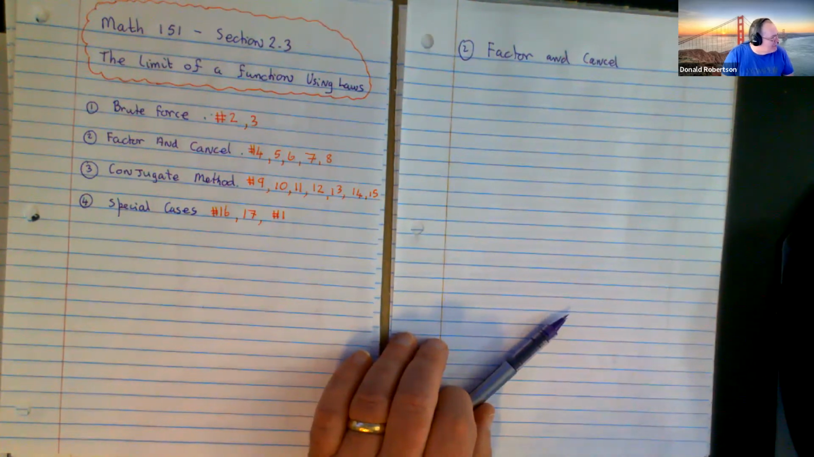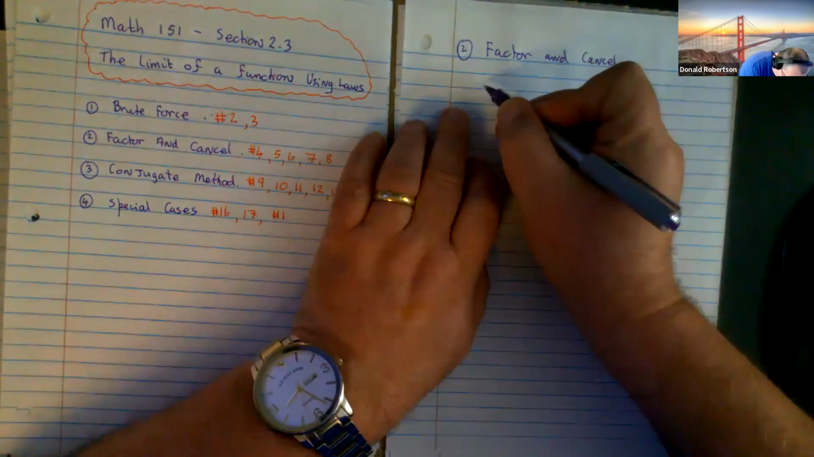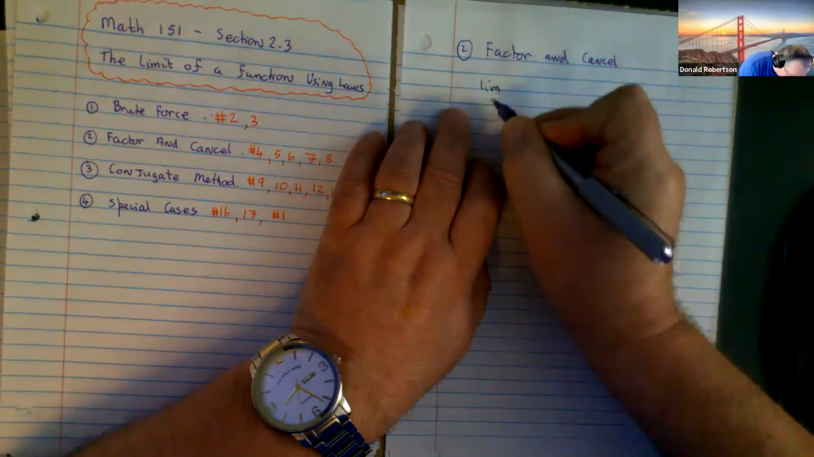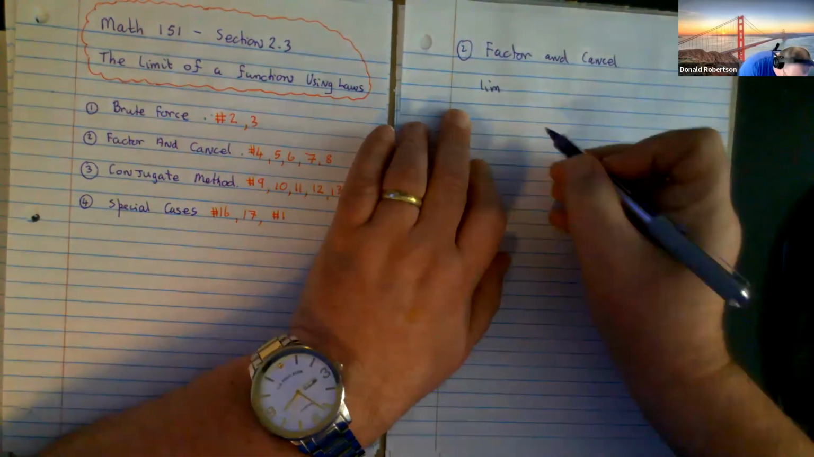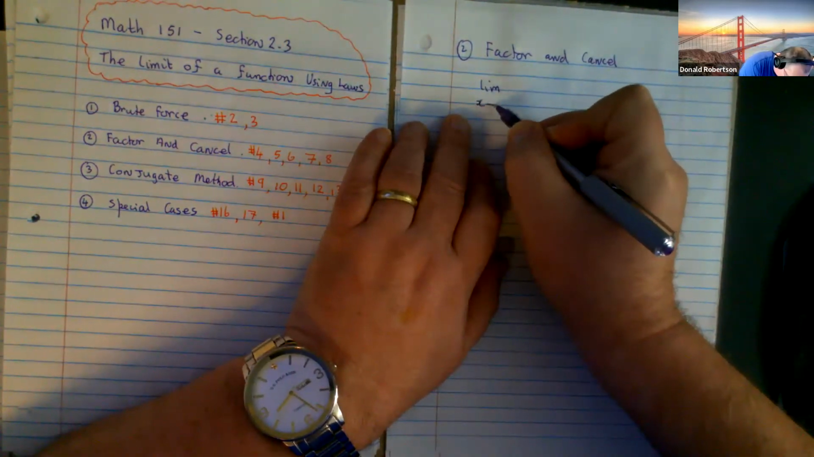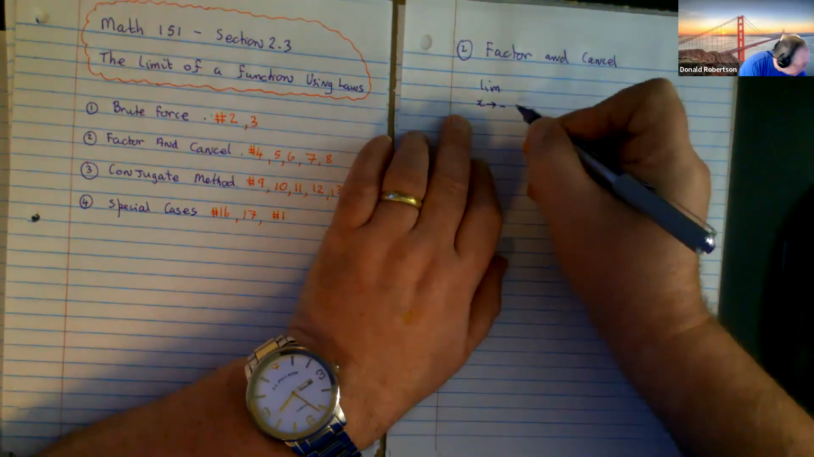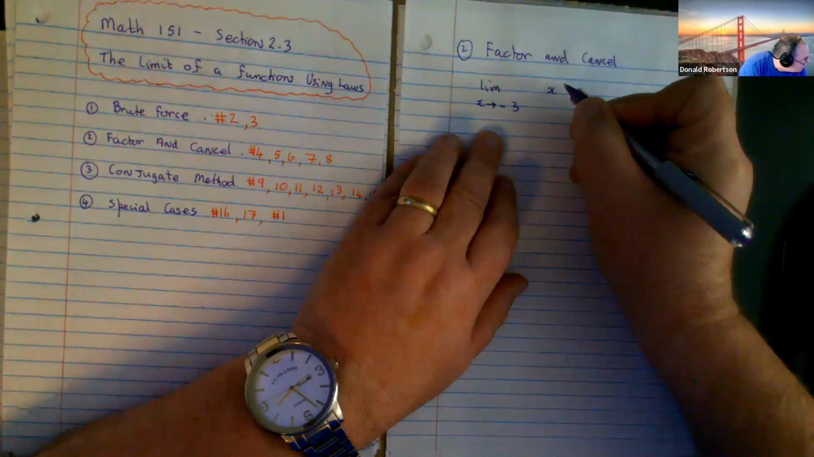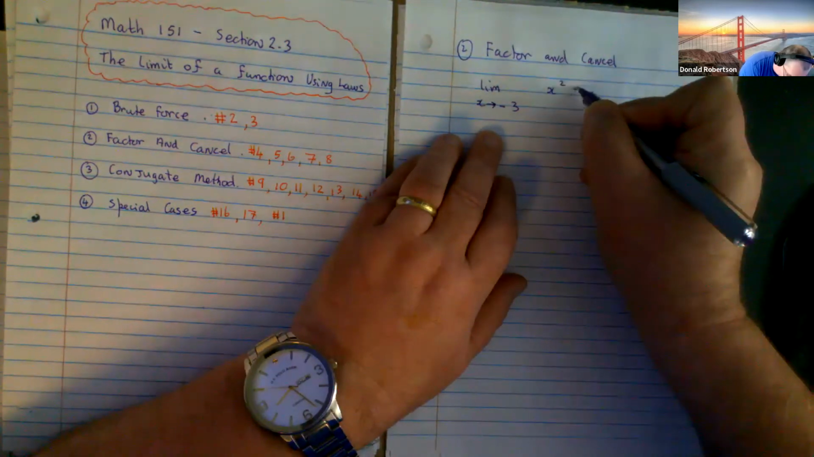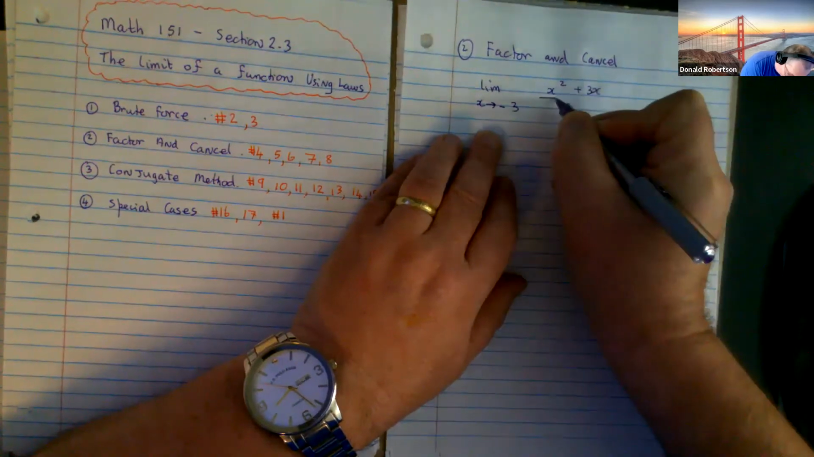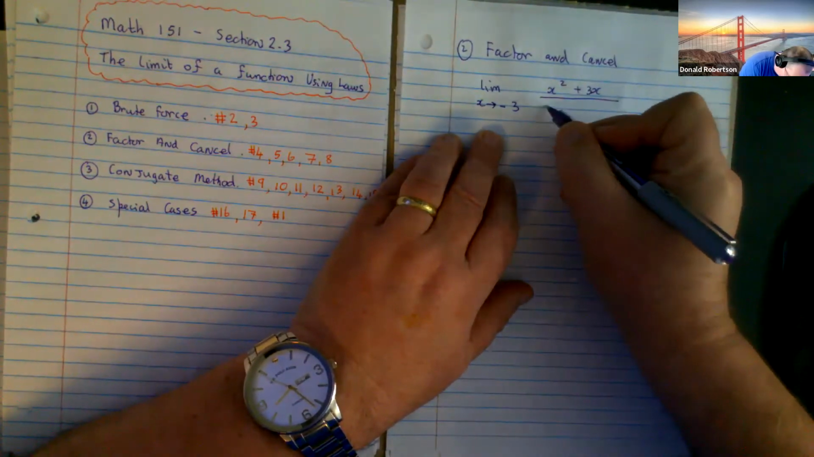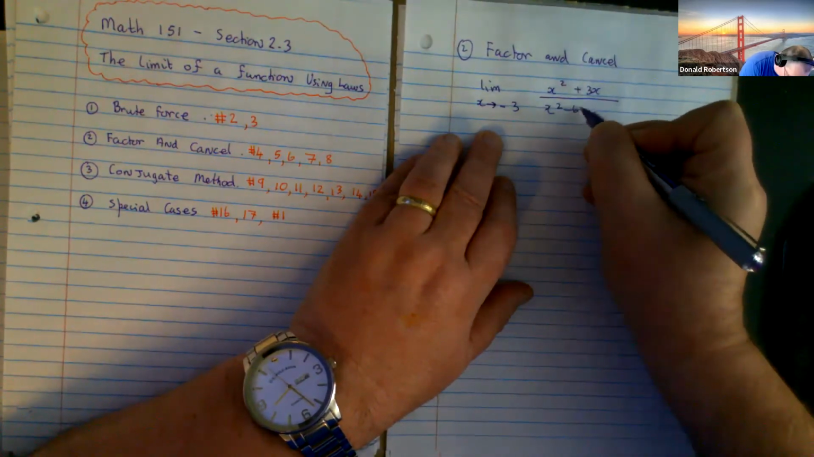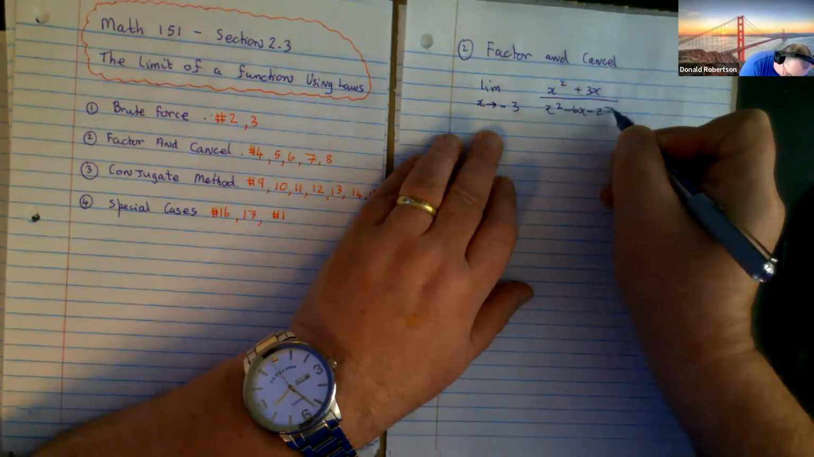Okay, so moving on then. Let's find an example where factor and cancel would work. So this is the limit as x tends to -3 of x squared plus 3x all over x squared take away 6x take away 27.